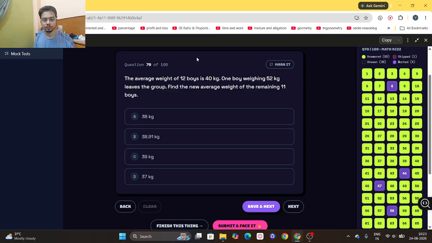The average weight of 12 boys is 40 kgs. 40 kgs, so 480 kgs is the sum. One boy weighing 52 kg leaves the group. 480 minus 52 is 428. 428 divided by 11 is 38.9.